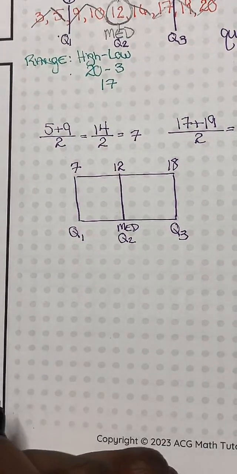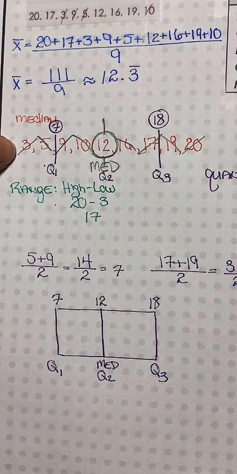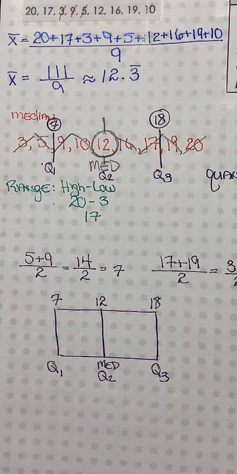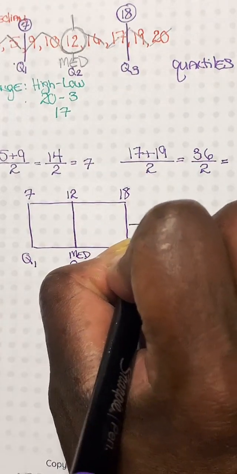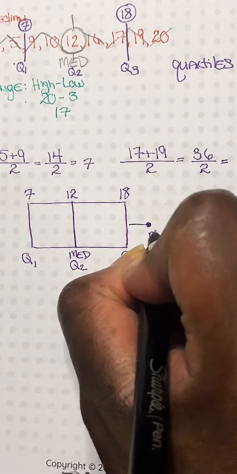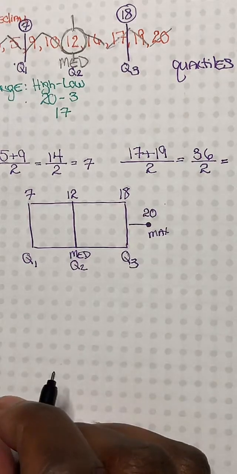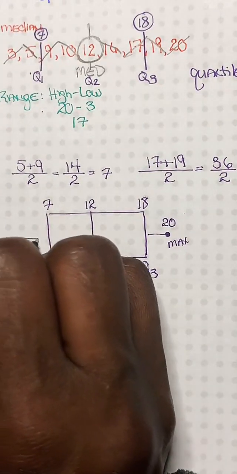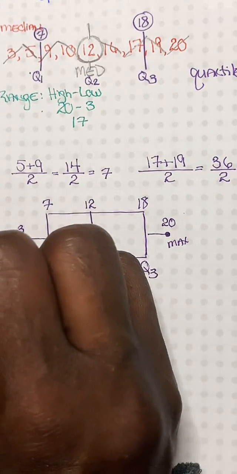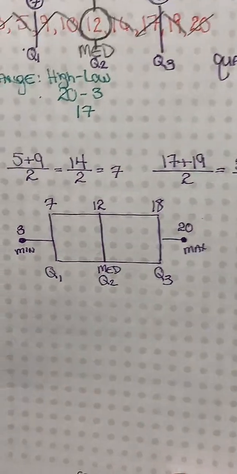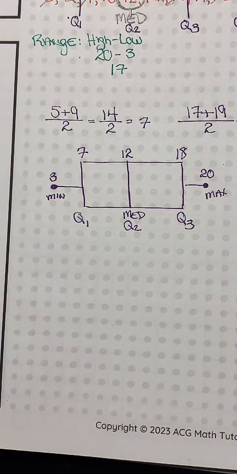They have something called a whisker. That means you're looking at your lowest number, which is 3, and your highest number, which is 20. So 20 is not going to be that long of a whisker. This is your max, whereas 3 is going to be a little bit of ways. And that's your min. This is what's called your box and whisker plot.